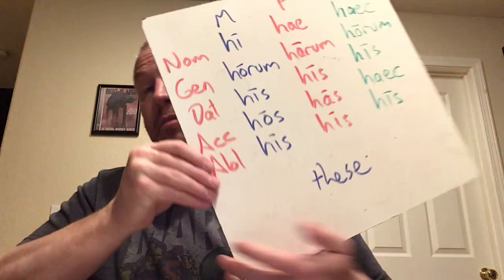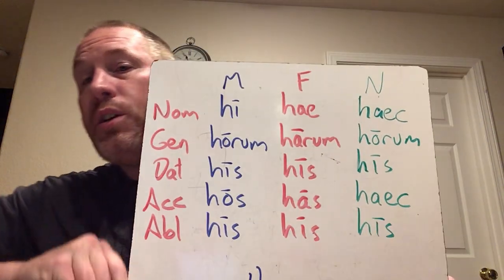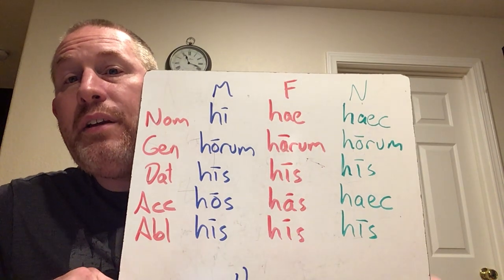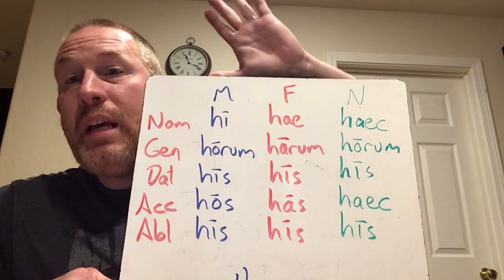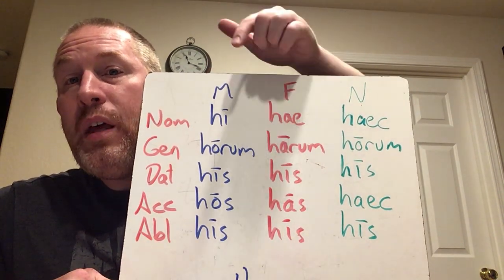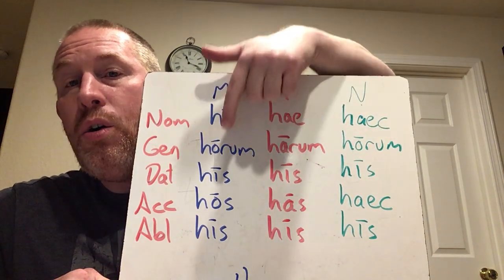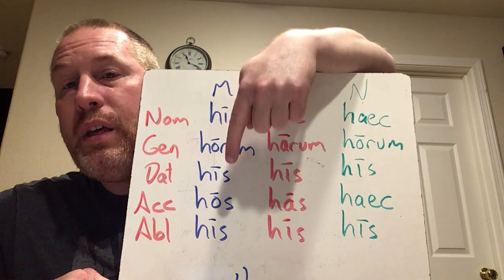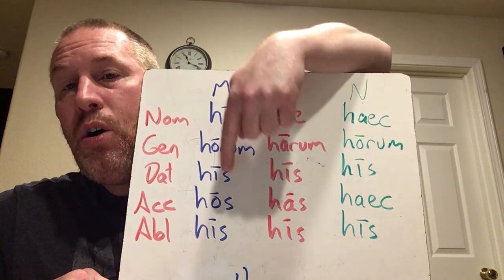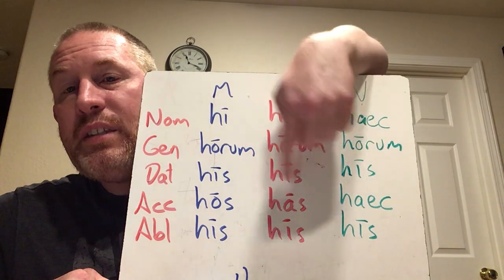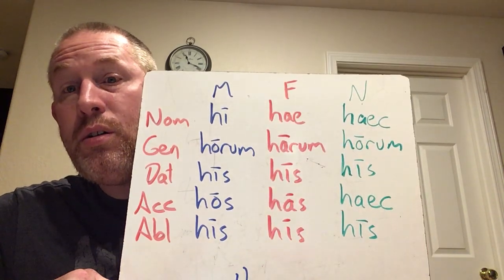So that's the singulars. But you also want to know what the plurals are. So again, nominative, genitive, dative, accusative, and ablative. And this is how it goes. The same tune because it's the same word. Hi, hae, and haec. Horum, harum, horum. His, hos, has, and haec. His is plural.